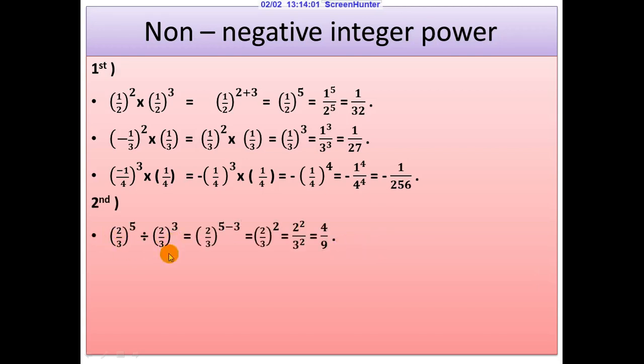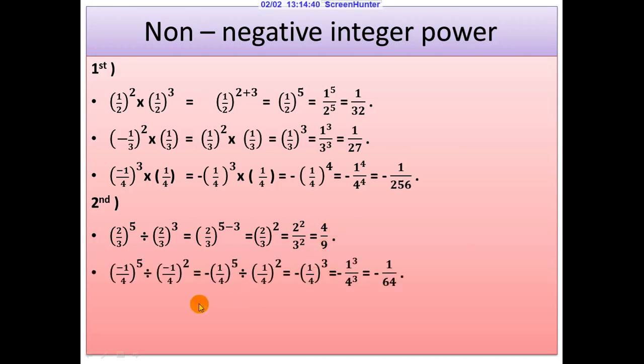Let's see the second rule here. If we divide two like bases, what do we do in this case? We subtract their powers. I mean, we have here 2 thirds raised to power 5 divided by 2 thirds raised to power 3. We write the base as it is and subtract 5 minus 3. It will be 2 thirds raised to power 2. And we distribute power 2 up and down to be 2 raised to power 2 over 3 raised to power 2, finally equal to 4 over 9.